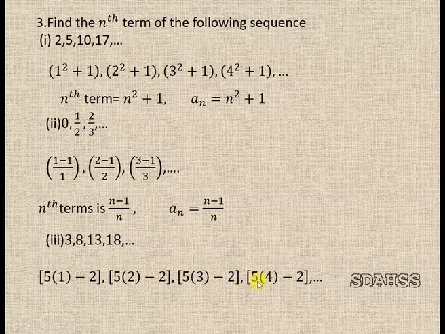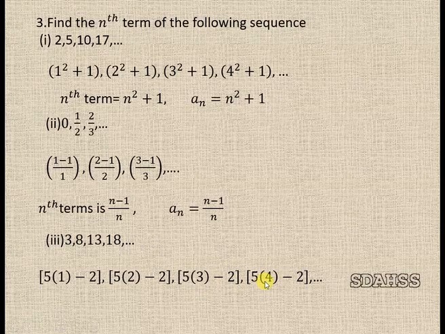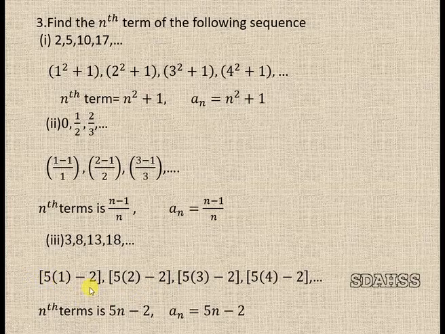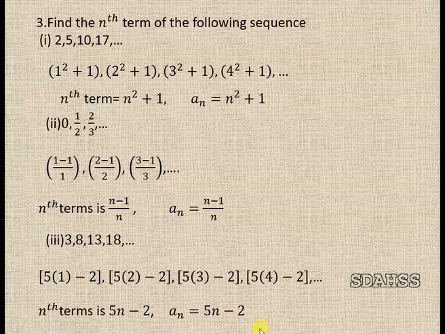18 can be written as 5 into 4 minus 2. 5 into 4, 20. 20 minus 2, 18. So in general, we can write 5n minus 2. So an is equal to 5n minus 2.